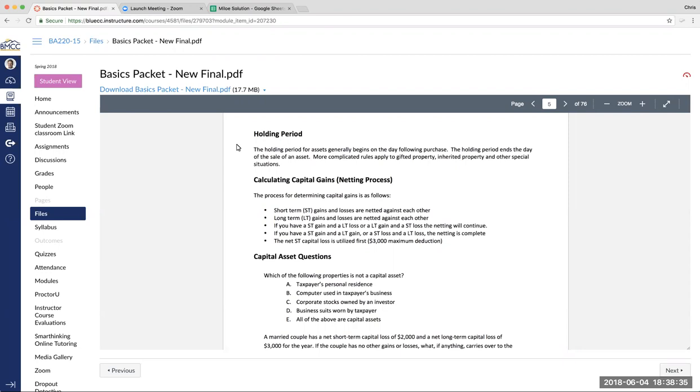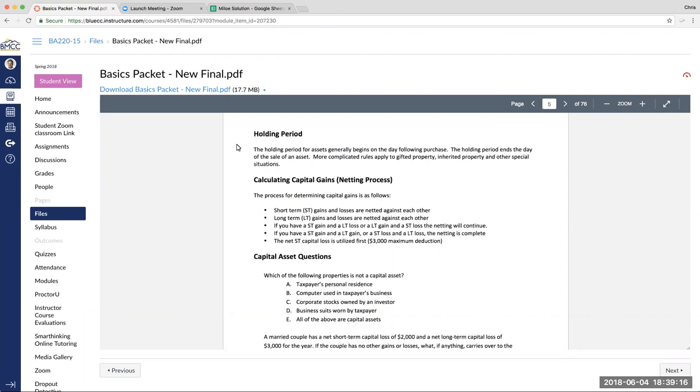So if we have a $5,000 short-term capital gain and a $6,000 long-term capital gain, they're both gains, and so we can't net them against each other. We only net them against each other when they're of opposite character. The reason for that is the $5,000 short-term capital gain is going to be taxed as ordinary income, and the long-term capital gain is going to be taxed at the preferred capital gains tax rates. And so we can't net things that are of a similar nature against each other.